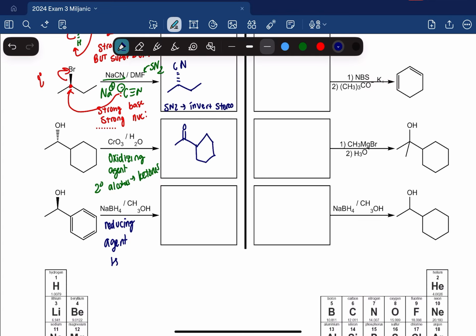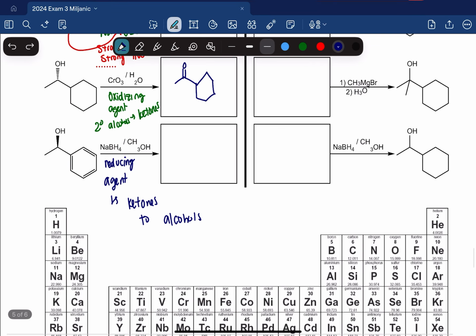This takes ketones to alcohols. So what you should know about this is that here we do not see any ketone. You should also know this takes aldehydes to alcohols.